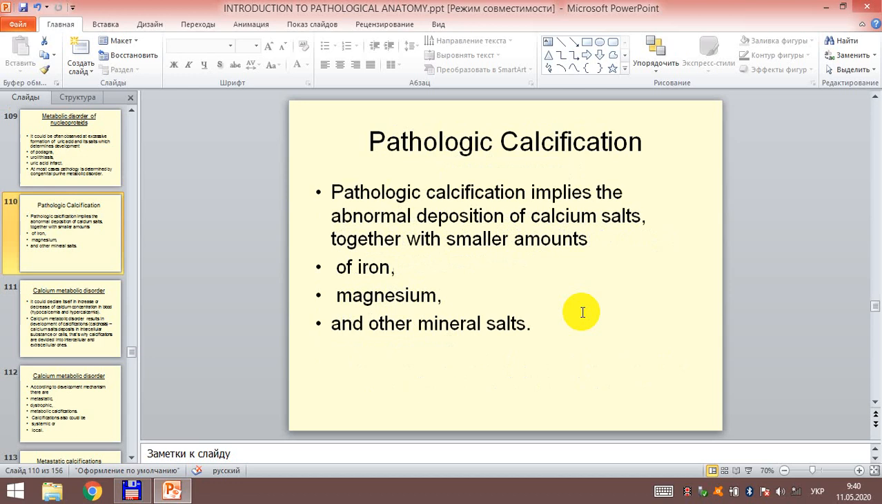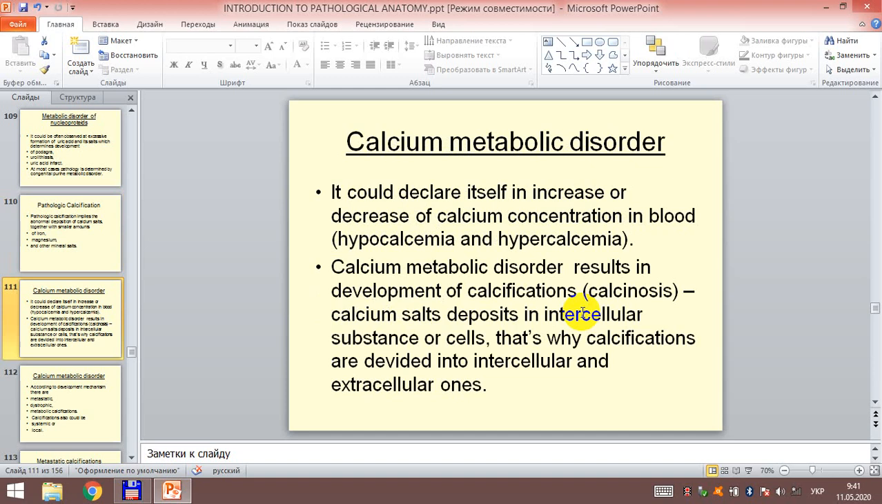Pathologic calcification. This is a variant of dystrophy where there is disturbed metabolism of mineral substance. Pathologic calcification implies the abnormal deposition of calcium salts together with smaller amounts of iron, magnesium, and other mineral salts. Calcium metabolic disorder could declare itself in increase or decrease of calcium concentration in blood, hypocalcemia and hypercalcemia. It results in development of calcification, calcinosis, calcium salt deposits in intercellular substance or cells. That's why calcifications are divided into intracellular and extracellular ones.